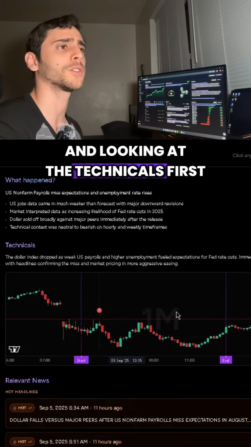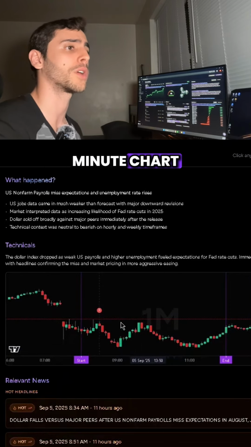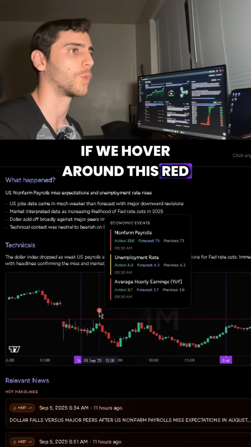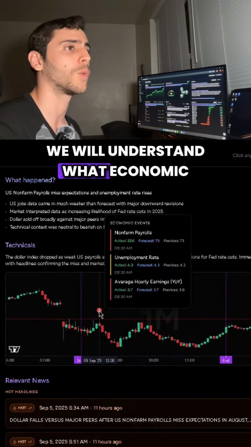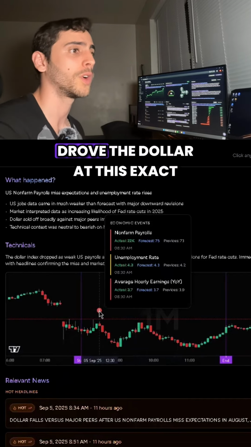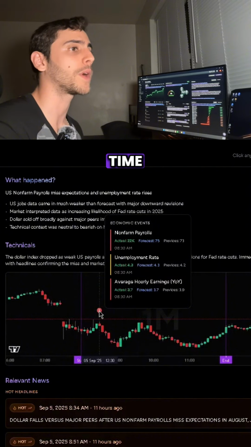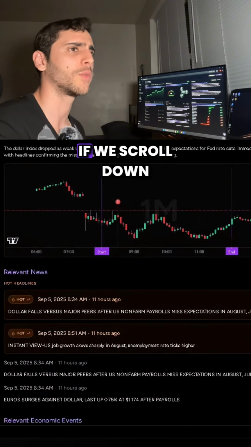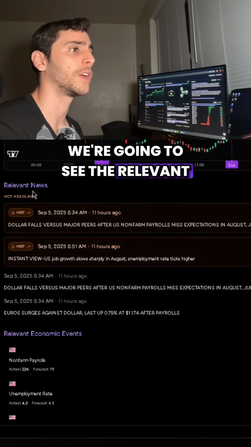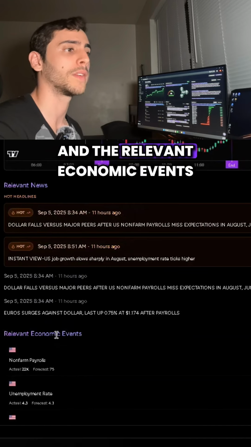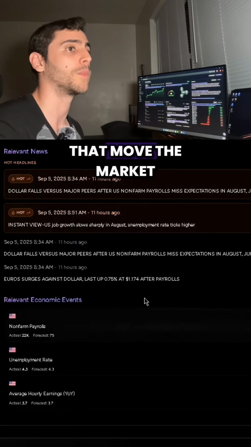And looking at the technicals, first we're going to look at the 1-minute chart. If we hover around this red circle, we will understand what economic events drove the dollar at this exact time around 8:30 a.m. And again, if we scroll down, we're going to see the relevant news headlines and the relevant economic events that move the market.